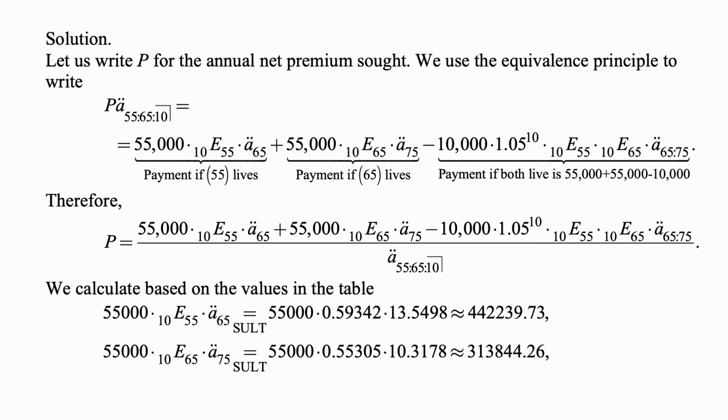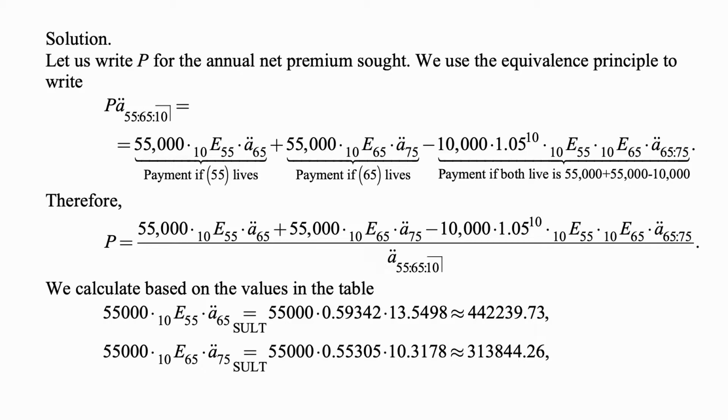And that pays 55,000 times 10E55 times a double dot A:65. This is the actuarial present value at the policy inception of payment of 55,000 that is paid if 55 lives, and only 55. But we haven't accounted for it exactly, because this pays also if both are alive, and you'll see in just a moment that we'll account for that.